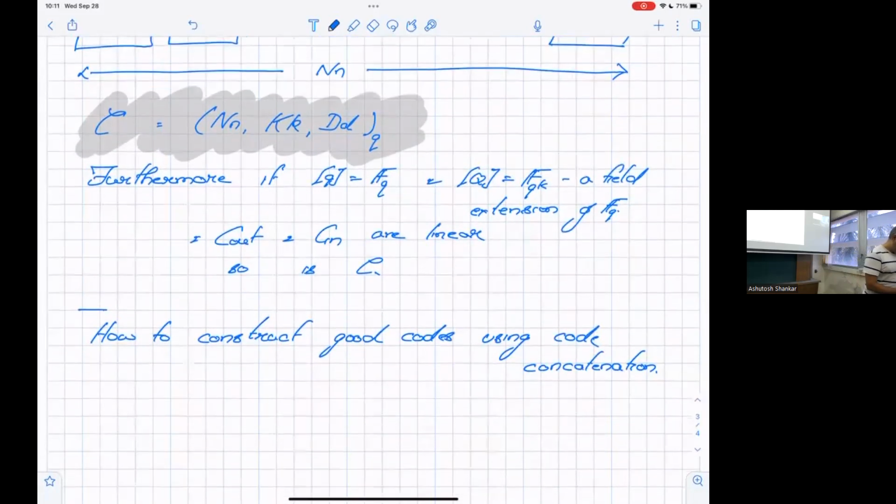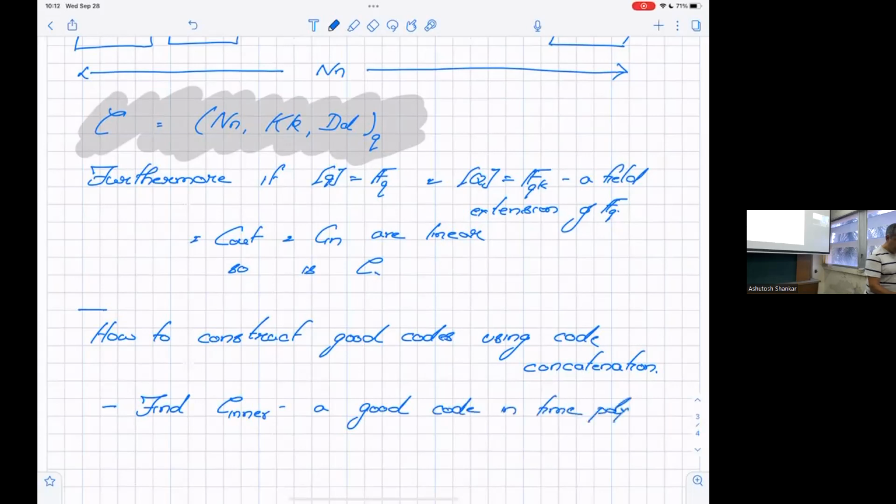So the first step is to find the inner code, find C inner, a good code, in time poly N. If you can do this, then you are done. I'm okay to run in poly N. Usually poly N with capital N will be the same as poly n. So the final block length is capital N, and you want to be running in poly capital N.